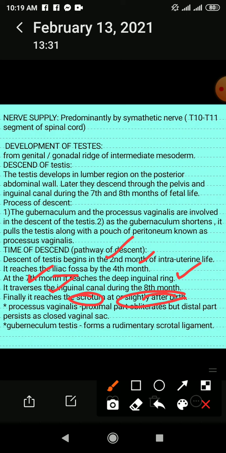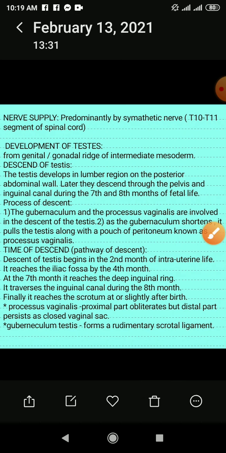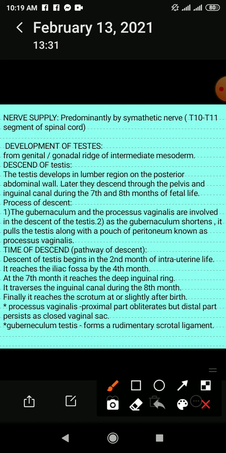So soon after birth, we should check whether the testis is present within the scrotum or not. The gubernaculum testis and processus vaginalis are the main factors for the descent of the testis. After the testis is placed within the scrotum, the gubernaculum testis usually disappears and persists as a rudimentary scrotal ligament, and the proximal part of the processus vaginalis dilates, but the distal part persists as a closed vaginal sac.